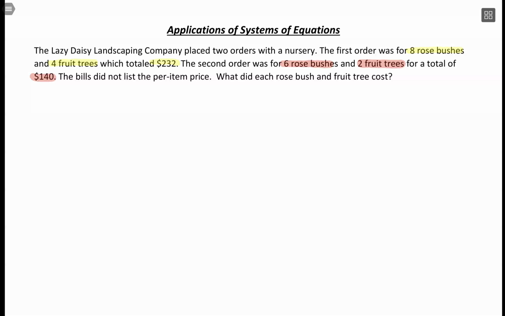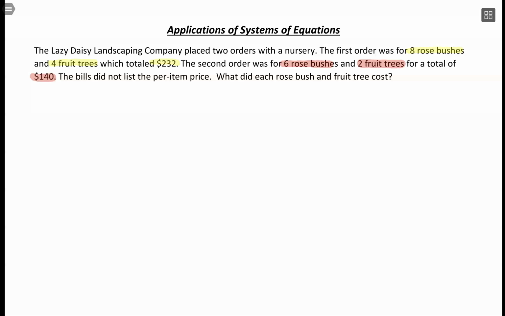And the bills did not list the per item price, so what we want to know is what did each rose bush and fruit tree cost. So how I highlighted this and how it kind of comes through with systems of equations is I think there's always these 2 scenarios that come through, and that's going to make your 2 equations that you're working with. So the idea being our first situation is this first order that was placed, and then our second case is the second order that was placed. So that's going to make our 2 equations.